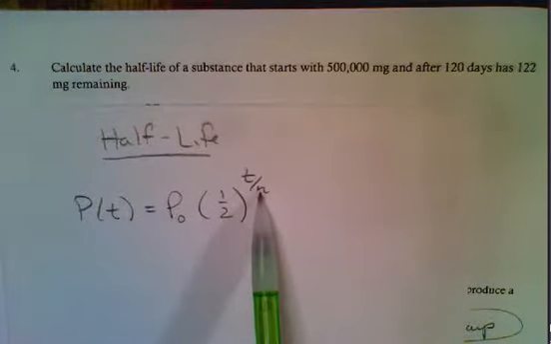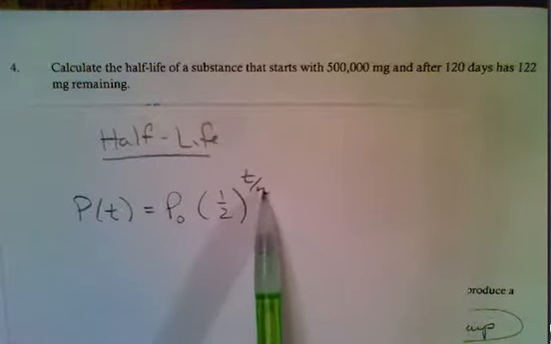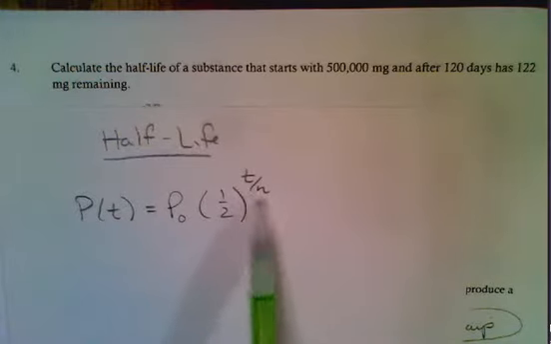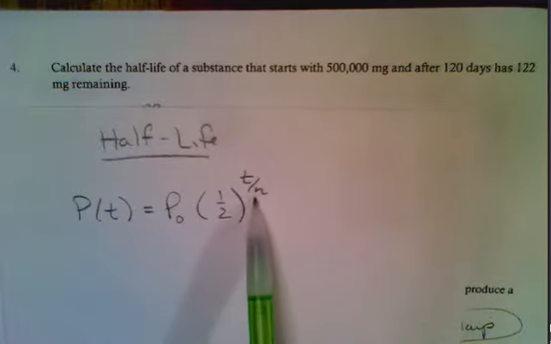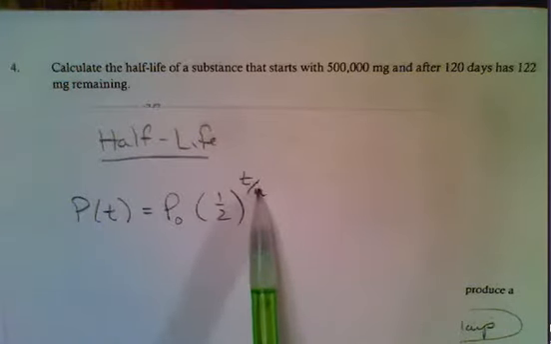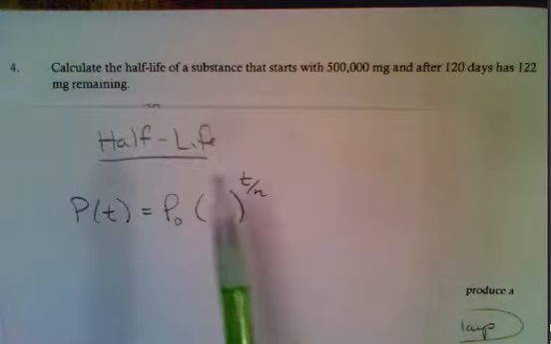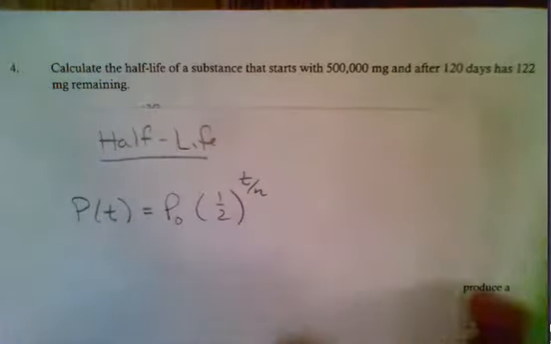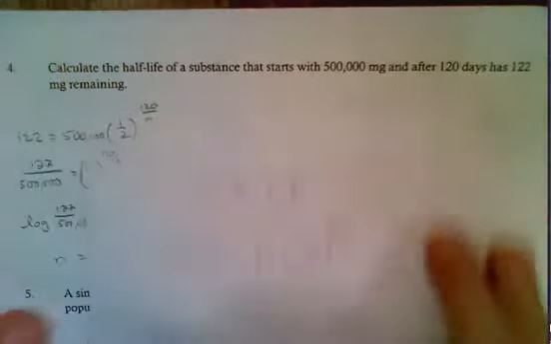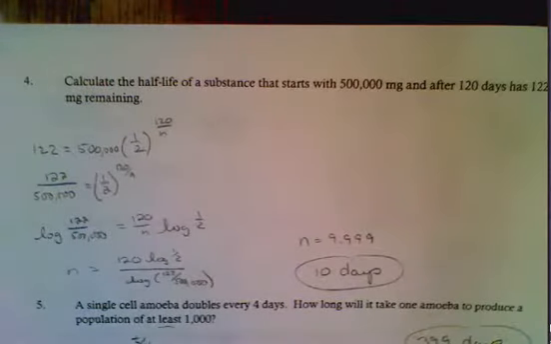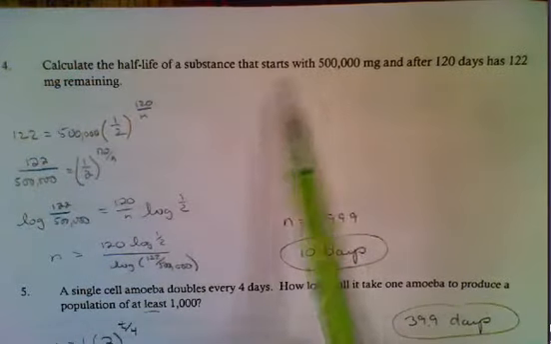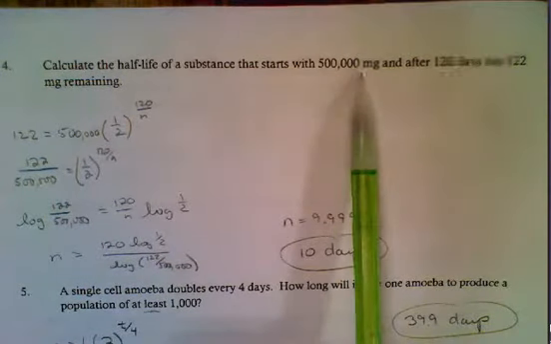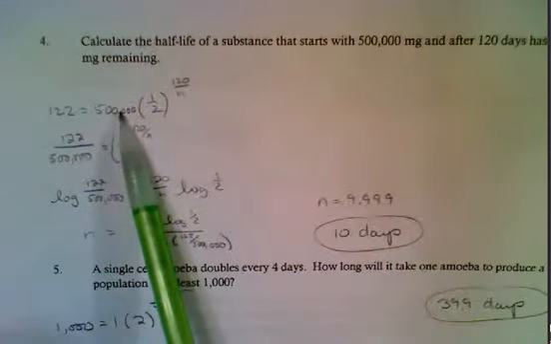So if it tells you that your half-life is 5 days, then that just means N is 5. If your half-life is 3 years, then N is 3. And then your time is in years. Okay? So just to show you how we use that formula, number 4 says you want to calculate the half-life, which means you want to calculate the N, that is the half-life.